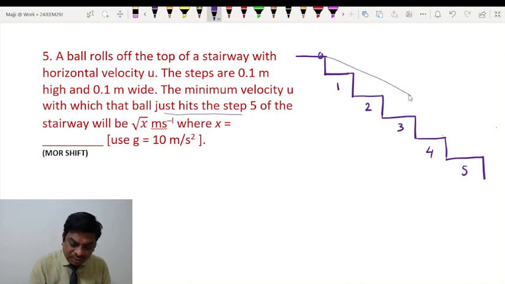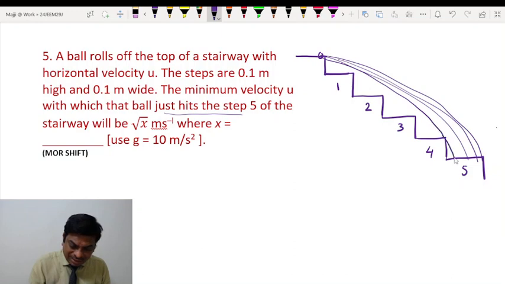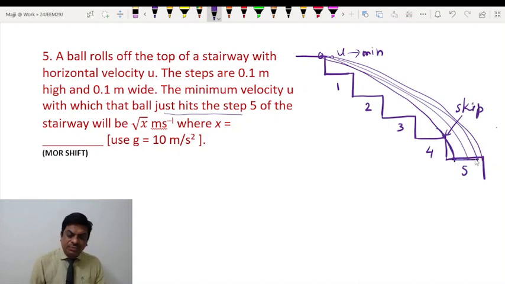So it can hit the fifth step like this, even like this, and even like this. Since we want the minimum velocity, we'll prefer this path. It should just be able to miss this. It should just be able to skip this point so that it strikes the fifth step. I hope you are getting it, students.